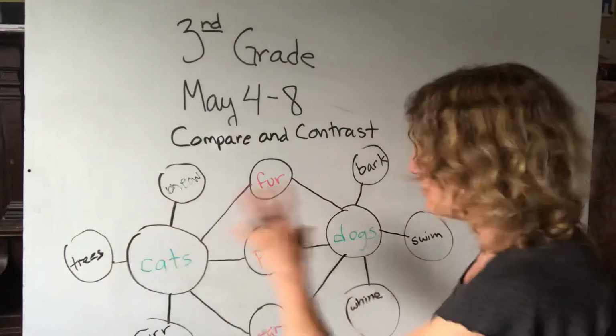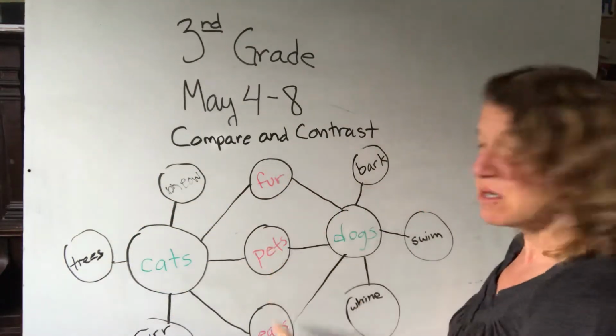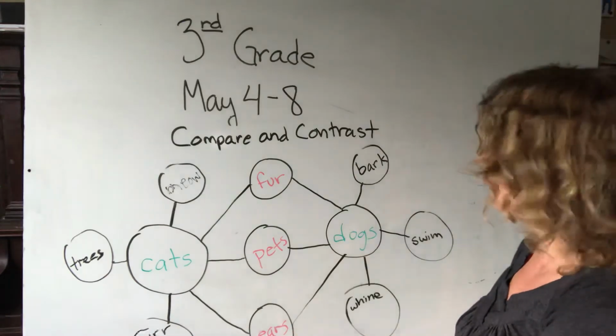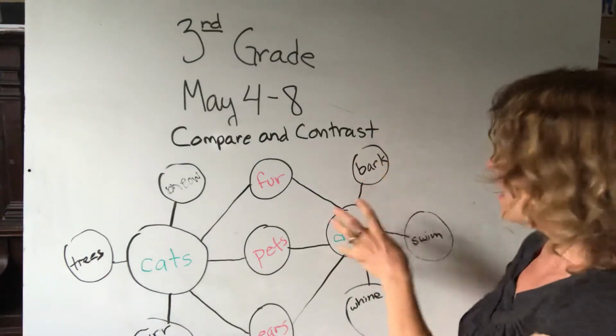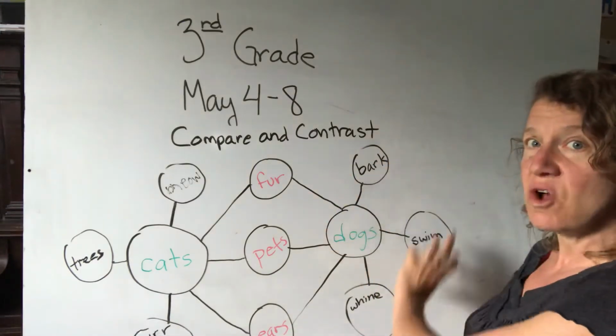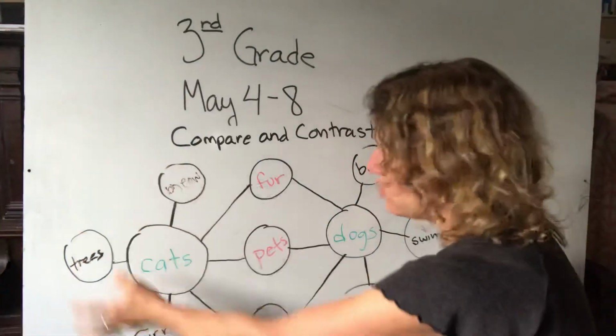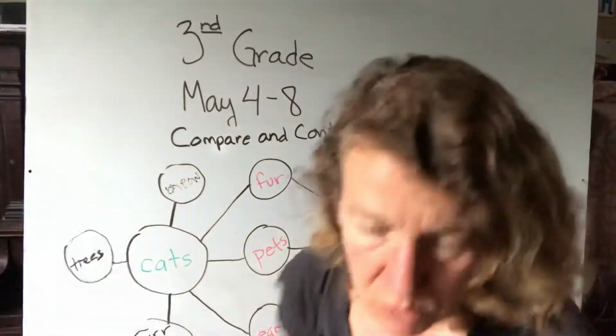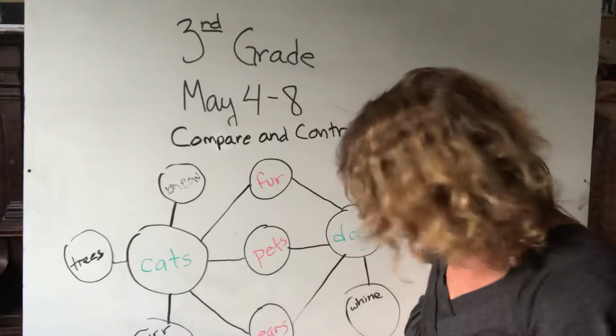I put the subjects in the big circles. In the three middle circles, I put things that are the same. In the outside circles, I put on this outside circle things that only go with dogs, and on this one, only go with cats. So with you now need to get your paper out.